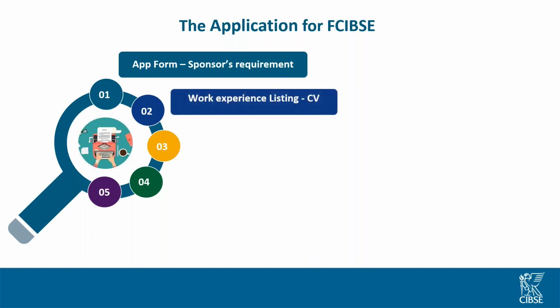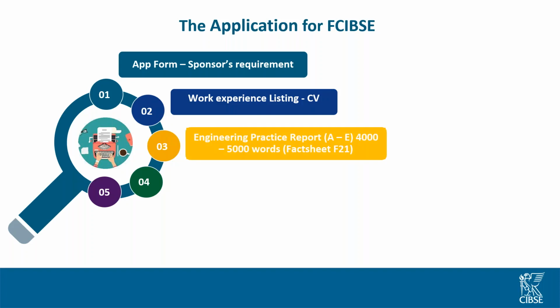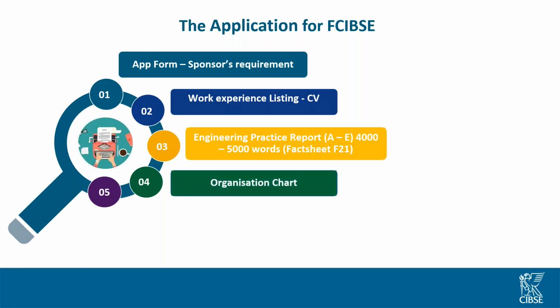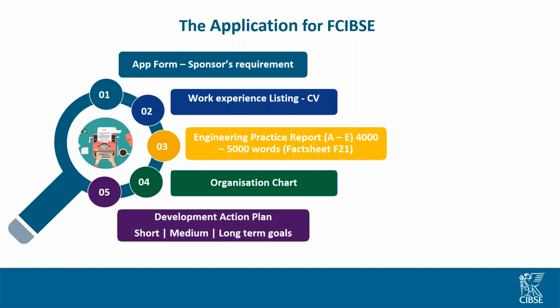You also need to include your work experience listing, so your CV in chronological order if possible. You need to include your EPR, your engineering practice report. This is a 4,000 to 5,000 word report covering the 17 competencies. You would need to include your organization chart, so where you fit within your company. And then finally, you need to include a development action plan. So this is a listing of your short, your medium, and your long-term goals.